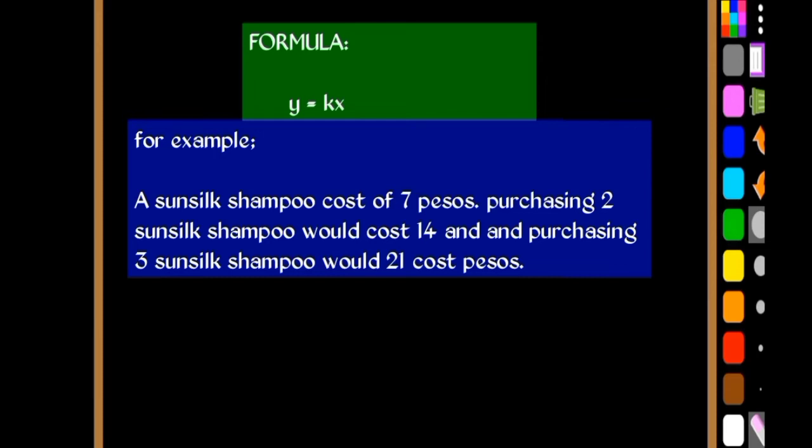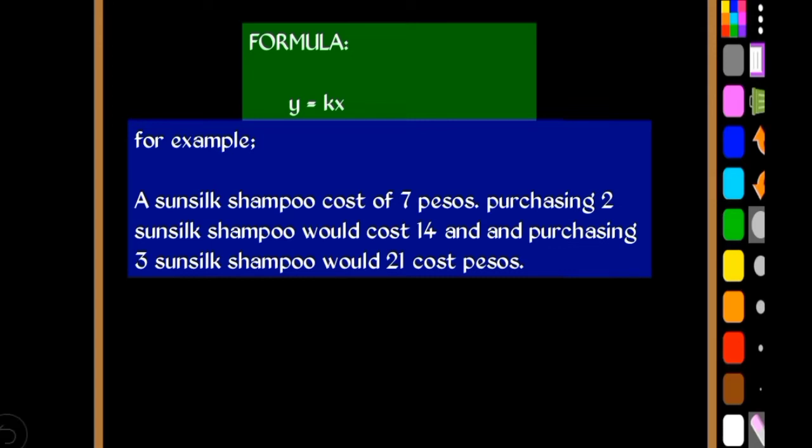So, here's our formula on how to solve direct variation. So y is equal to kx, where k is a constant. So for example, a Sunsilk shampoo costs 7 pesos. Purchasing 2 Sunsilk shampoo would cost 14 pesos and purchasing 3 Sunsilk shampoo would cost 21 pesos.